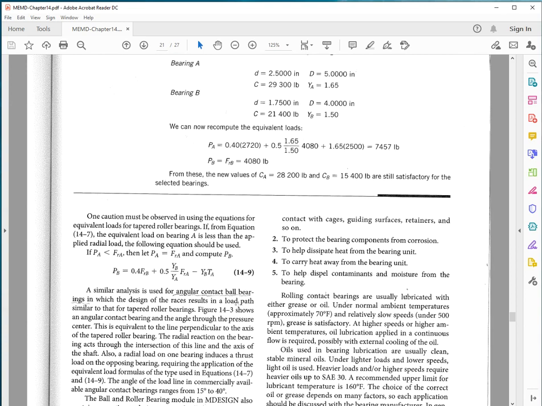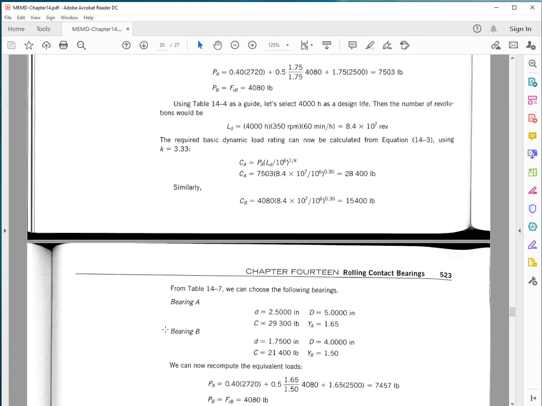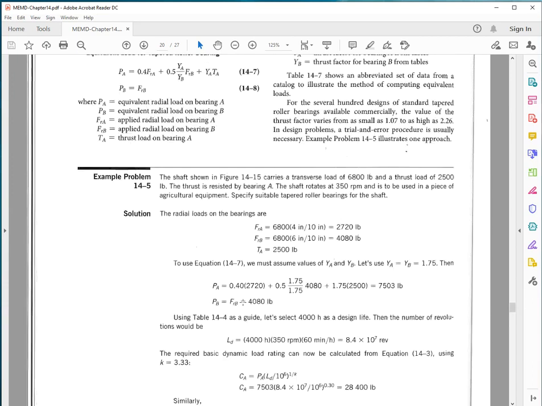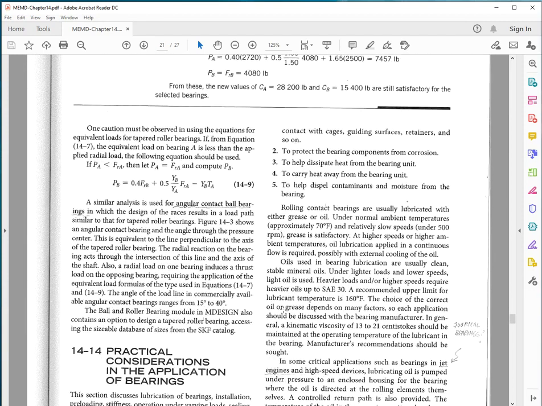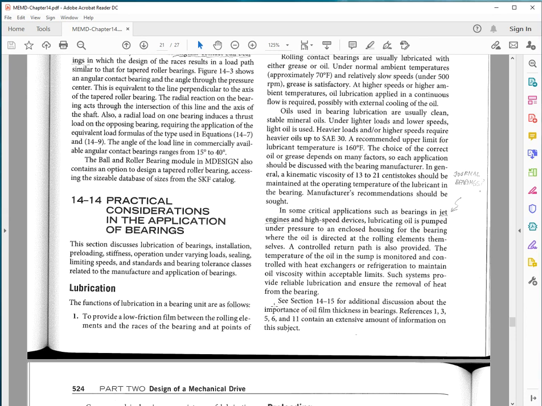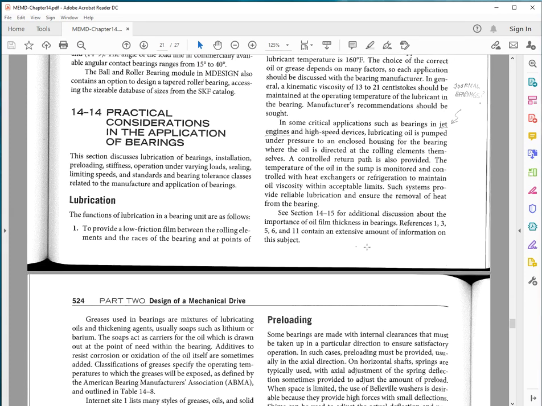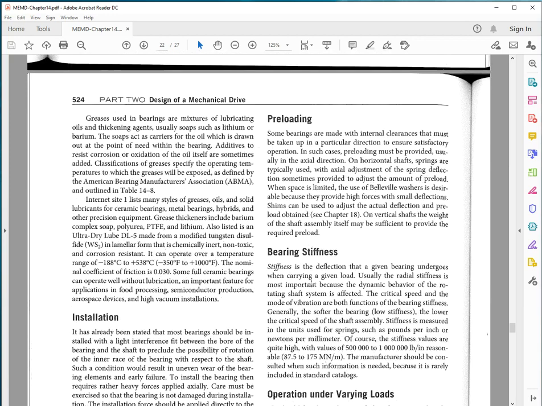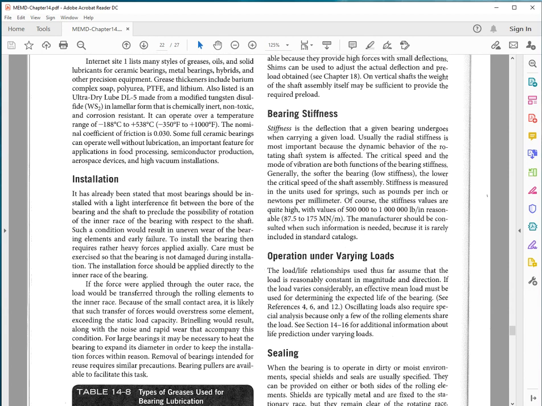Okay, and then there's a companion equation that takes the case of the load being over a stated limit, in a sense similar to the early equations that we discussed for deep groove bearings. There are several paragraphs on installation and lubrication of bearings, as well as limiting speed. Also bearing stiffness, I think we discussed this.